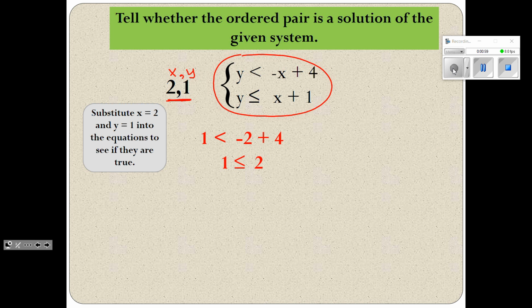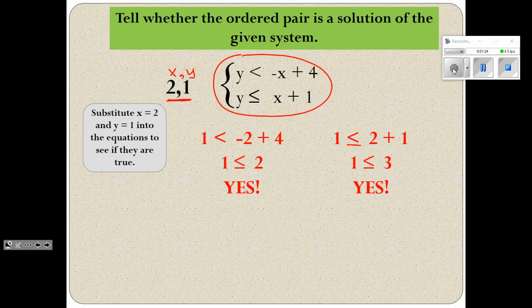Is that a true statement? Is the number 1 less than or equal to 2? And it is, so that's true. But they have to both be true. So now we're going to plug in the same numbers, but this time to the second equation. So we plug in 1 for y. y is less than or equal to, forgot the equal to sign there, 2 plus 1. Is 1 less than or equal to 3?